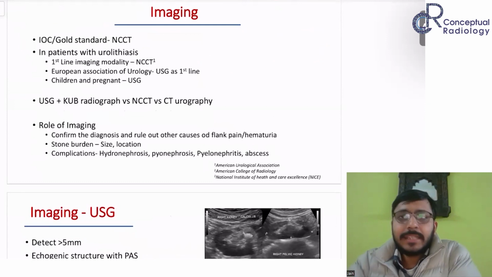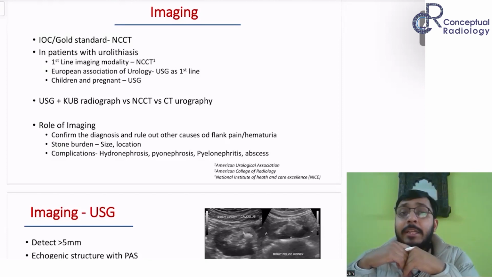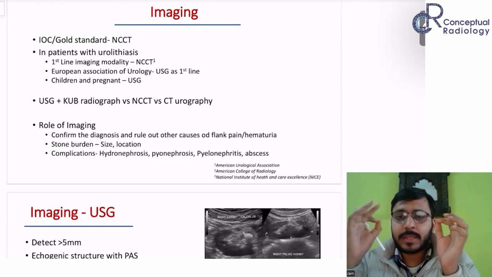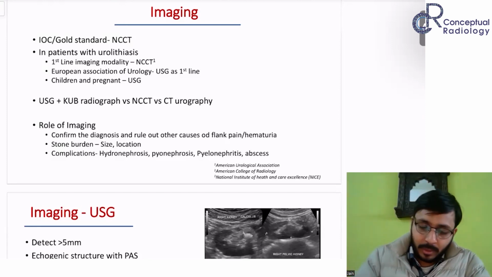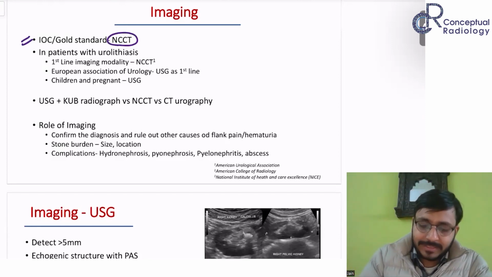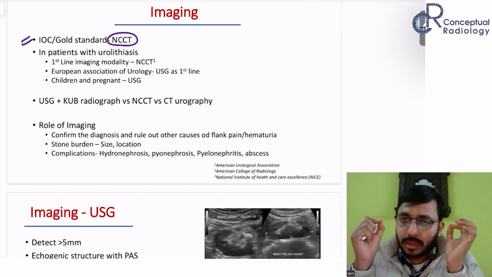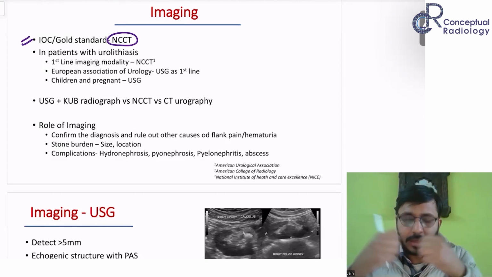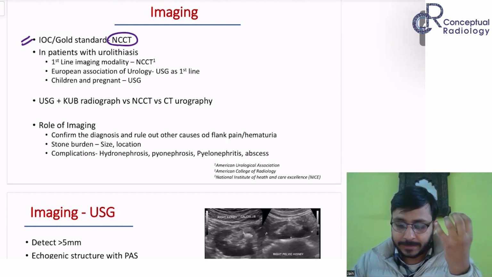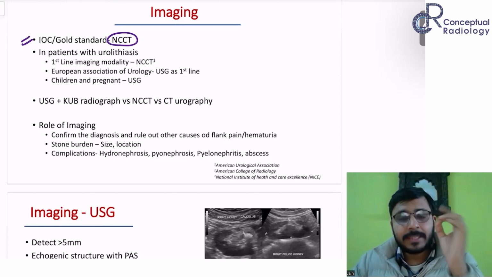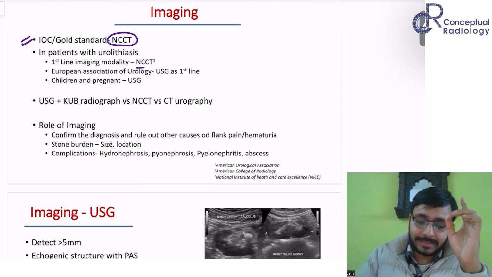Now, let's look at the overview of imaging, how we image a suspected urolithiasis. So we know that NCCT is the gold standard and the investigation of choice both. There should be no doubt regarding this, correct? We all know this. NCCT is the investigation of choice whenever we are suspecting urolithiasis. Now, according to AUA guidelines, the American Urological Association guidelines, the first line of imaging modality in any suspected case of urolithiasis is always an NCCT.